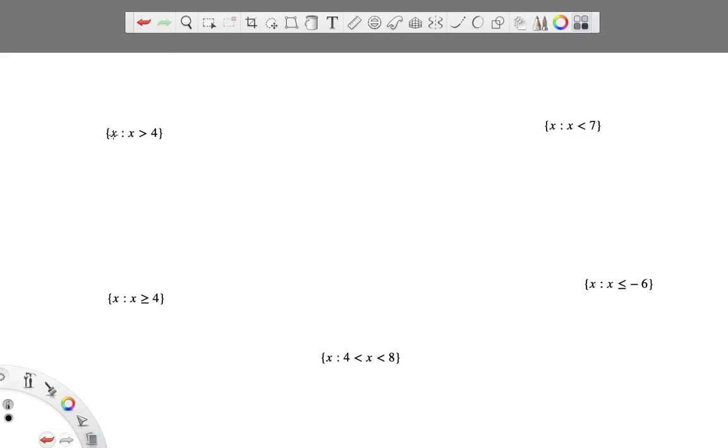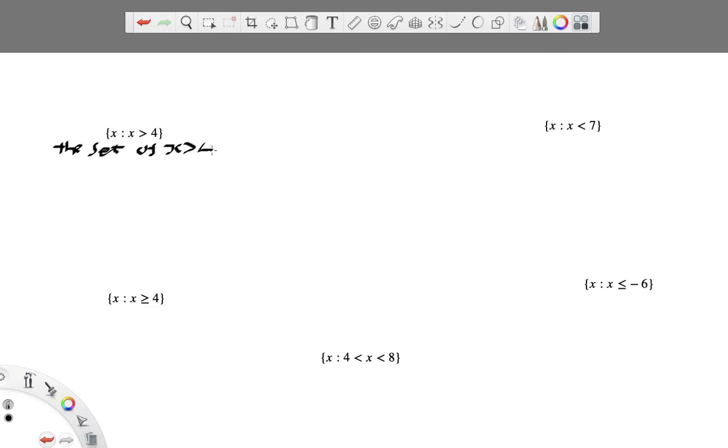Then we've got x colon x is greater than 4. Well, what does that mean? If I write this out, it's the set, and in the x colon x greater than 4 bit, the colon means such that. So it's x such that x is greater than 4. It's the set of x is greater than 4.